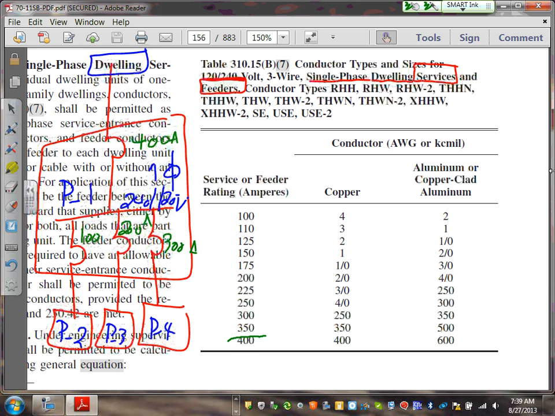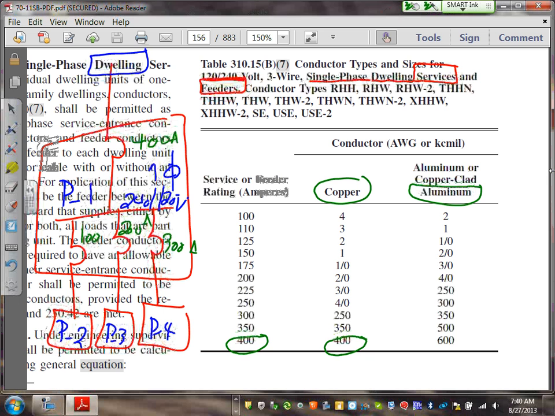400 amp, here's my 400. What size conductor do I need? Copper? Can you see the copper? Or aluminum? Typically we pick copper, but if you want aluminum, you can. So what size conductor, copper, do I need? 400 kcm. And Matt, I know you probably haven't been introduced to the sizes of conductors.